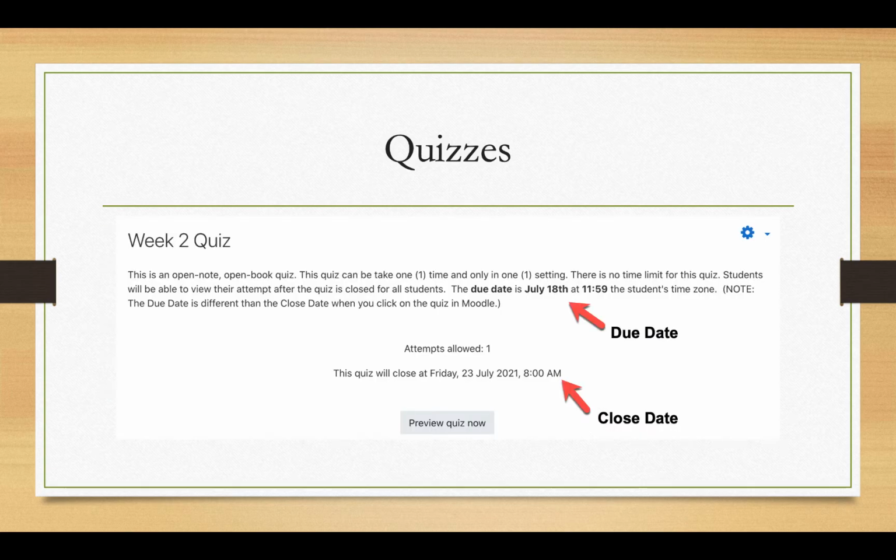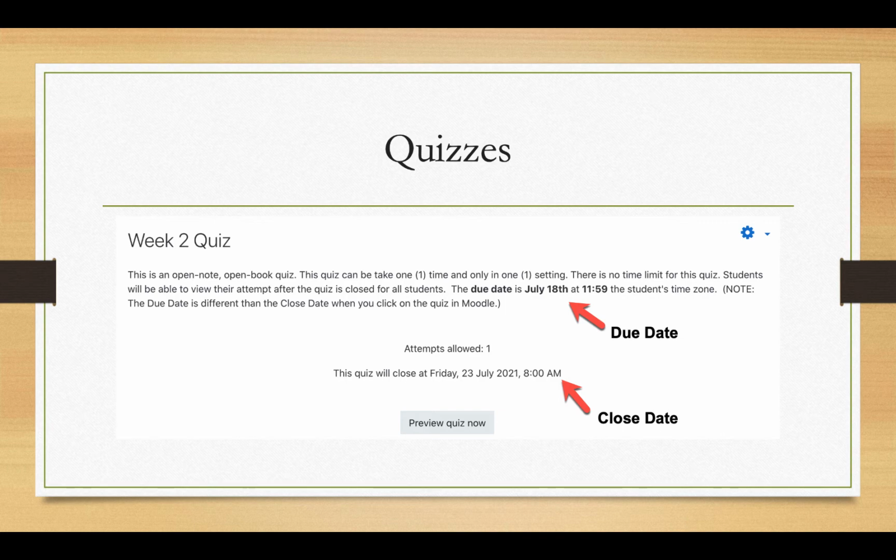When you open the quiz, you will see something similar to this page. Students in previous interim classes would get confused because they would see the term close date. The close date is different from the due date. You have to complete the quiz by the due date.